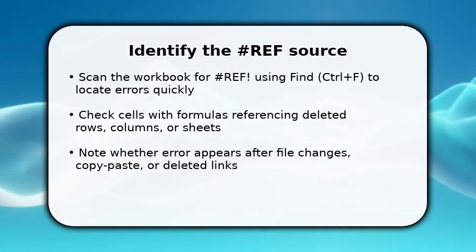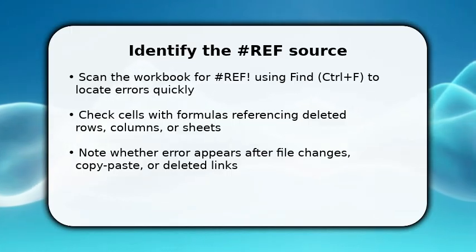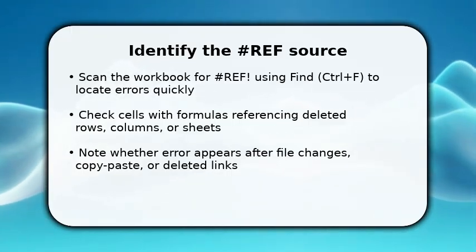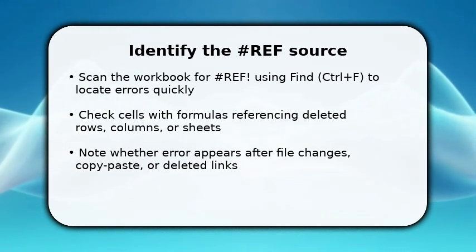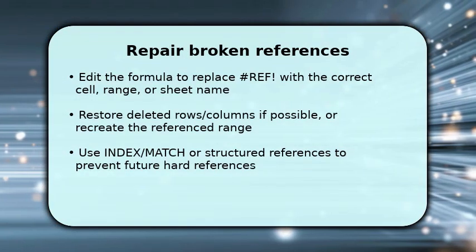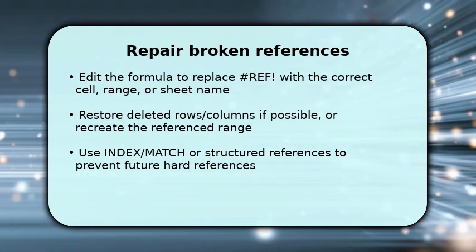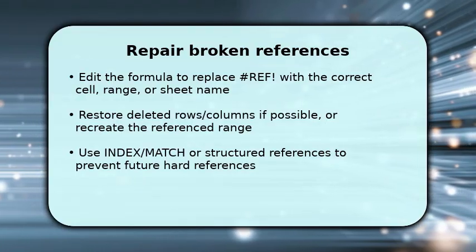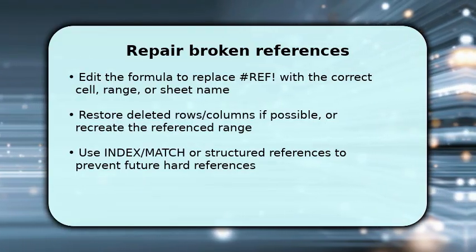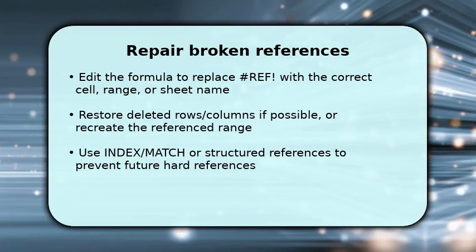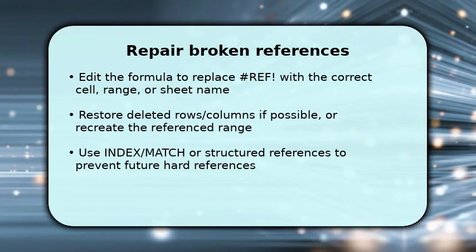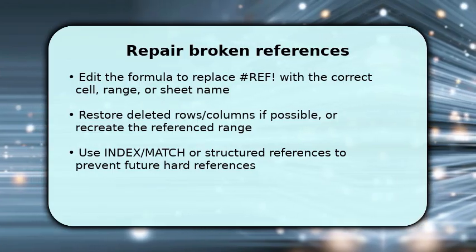Make sure to check named ranges and external workbook links before changing anything, because fixes depend on the original source. Now you repair the broken formulas directly. Click the cell, edit the formula, and replace #REF with the correct cell or named range. If a sheet name is missing, type it exactly. If deletion caused the issue, undo or restore the rows or columns, or recreate the range and update formulas.